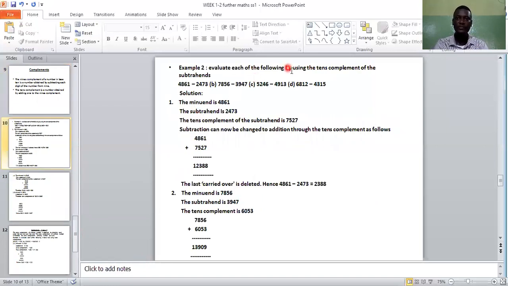Now, evaluate each of the following using the 10th complement of the subtrahend. Now, in this particular method of subtraction, the first digit above is called the what? Minuend. The lower digits are called the what? Subtrahend. Now, when you want to subtract, don't look at the minuend. The ninth complement or 10th complement you are going to look for is actually based on the subtrahend and not the minuend.